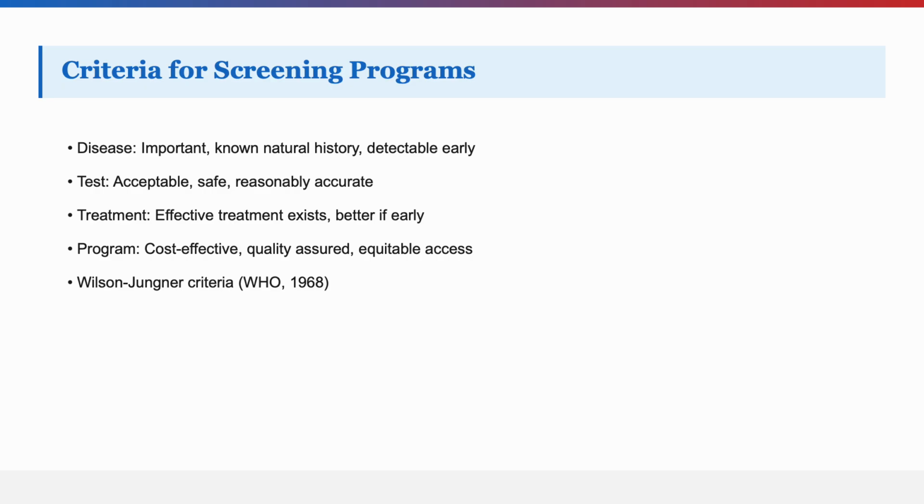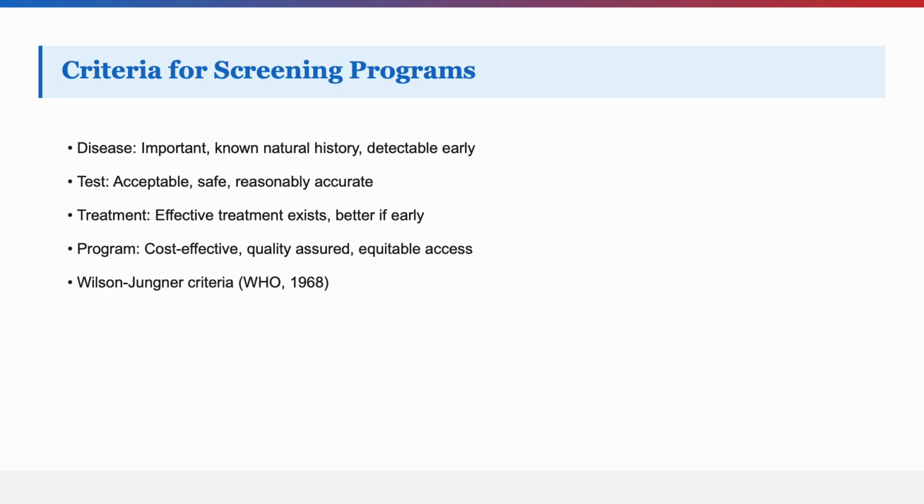The natural history should be understood, including a latent or early symptomatic stage. Disease should be detectable during the early stage. Test criteria: a suitable, acceptable test should be available. It should be safe and reasonably accurate. The population should find it acceptable.